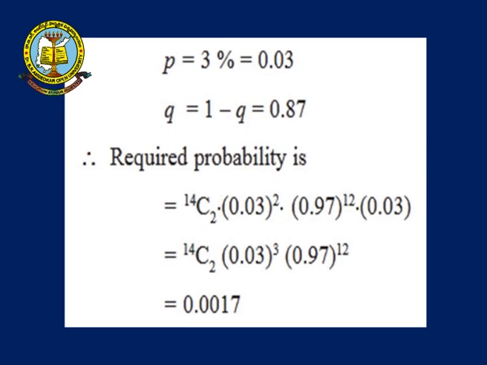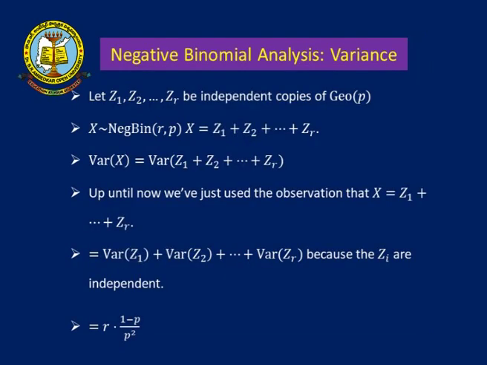So negative binomial analysis, variance: how are we taking Z1, Z2, we took earlier. Z1, Z2, Z3 and so on, ZR be independent copies of geometric. So for the negative binomial, x is equal to Z1 plus Z2 plus Z3 and so on plus ZR. Variance of x is the variance of Z1 plus Z2 plus Z3 and so on plus ZR. Simplifying, variance of Z1 plus variance of Z2 and so on plus variance of ZR, because the Zi are independent.